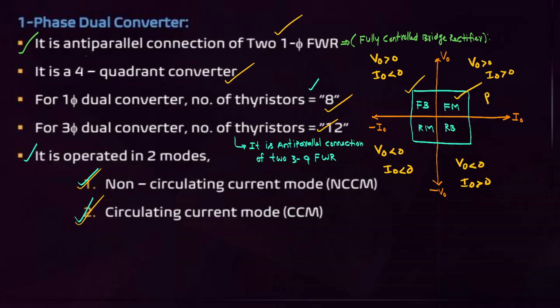V0 greater than 0, I0 greater than 0, power is positive, which means power is delivered from source to load. If one is positive and another is negative, power is negative, which means power is delivered from load to source. Power negative means load to source. Remember that point. If both are negative, power is positive, so power is delivered from source to load. One positive, another negative, power is negative. You have to concentrate on that.